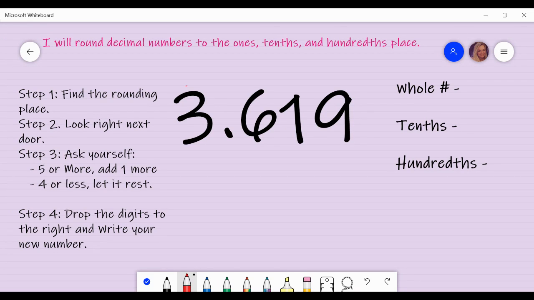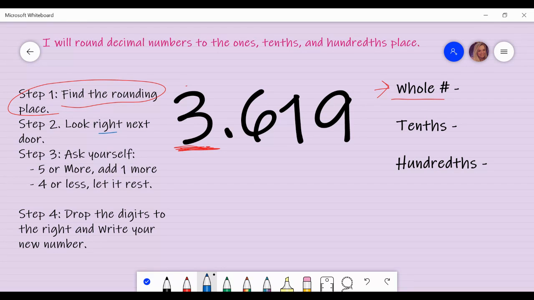So we got our steps over here to the side. The first thing we're going to do is use this list over here. The first one we're going to do is whole numbers. We're looking to the nearest whole number. So step one is find the rounding place. When I say rounding place, what I mean is what place it's asking you to round to. So the whole number is going to be your 3. Like I said, it's on the left of the decimal over here, which is the whole number side.